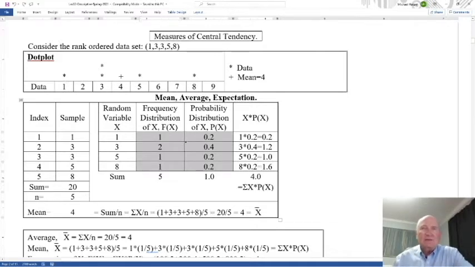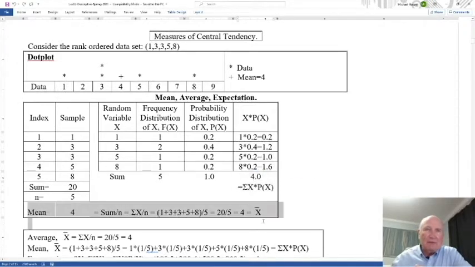But now let me go a step further: what I can do is multiply the x's times the probabilities. So x times p of x. Let's do that: 1 times 0.2, 3 times 0.4, 5 times 0.2, 8 times 0.2, and add those up. That turns out to be the sum of the x's times the probability of x. That represents the mean. But if I consider the random variable 1, 3, 5, and 8 a population, then this is the equation for the population mean. Notice the population mean and sample mean are the same numbers.